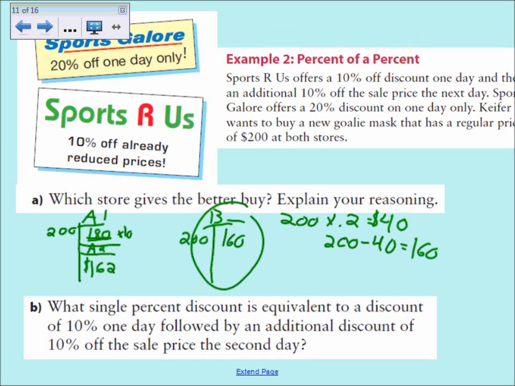So what single percent discount is equivalent to a discount of 10% one day followed by an additional discount of 10% the next day? So that would be $38 divided by $200, which is 19%.